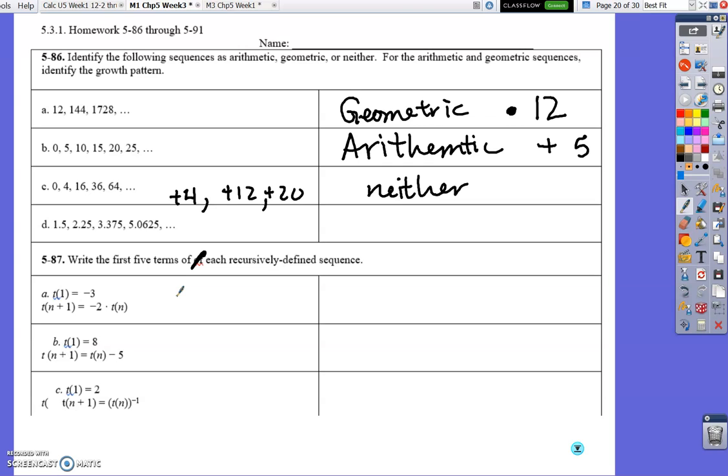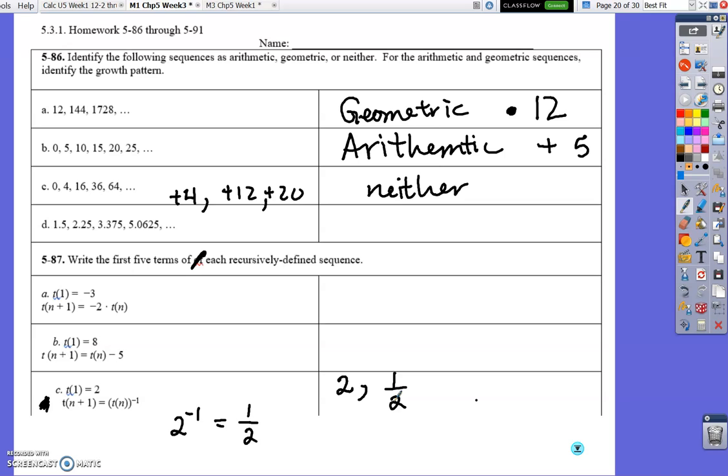Let's do C, because C is weird. Let me look at C on the computer. This isn't supposed to be there, and this is to the -1. So what I'm going to do is take what I have now and invert it to get what's next. My first number on my list is 2, and then I'm going to stick 2 in here. So 2 to the -1 is 1/2. So 1/2 is my next number.